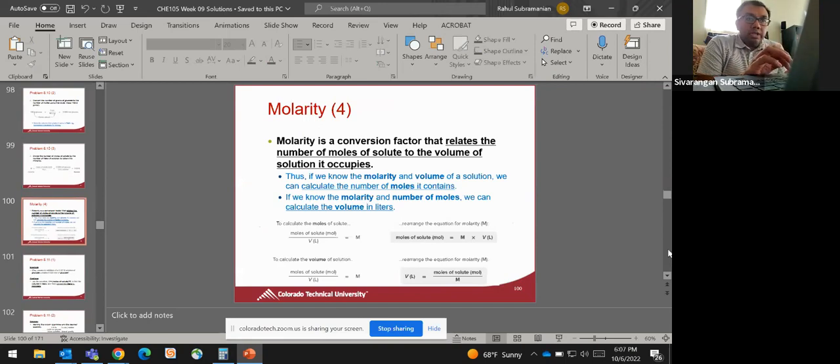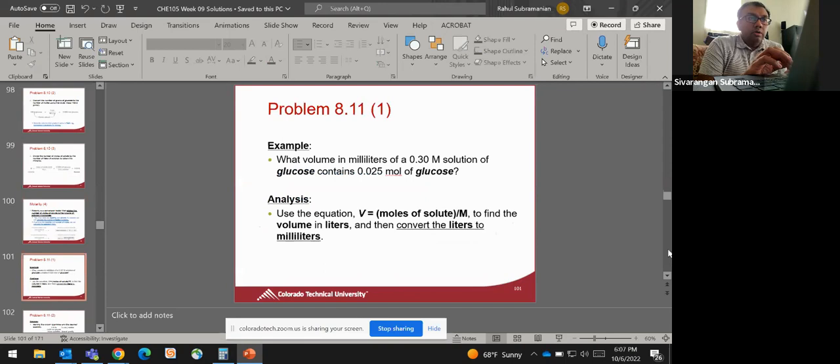Now I think it's a turn for doing a reverse thing. What volume in milliliters of a 0.3 molar solution of glucose contains 0.025 moles of glucose? So of course, the concentration is given, the quantity of glucose is given in terms of moles of glucose. They're asking you to calculate the volume of the solution.